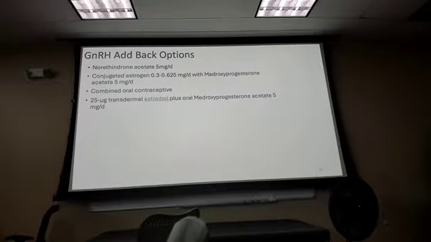So those are options for add-back therapy that we can give these patients at a minimum at 6 months. Okay, start from the very beginning. If you want to put them on add-back therapy, you can do that. And then in total, GnRH therapy should not be more than a year.